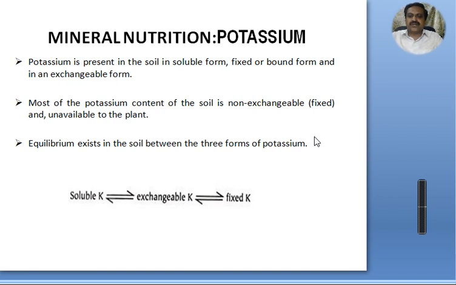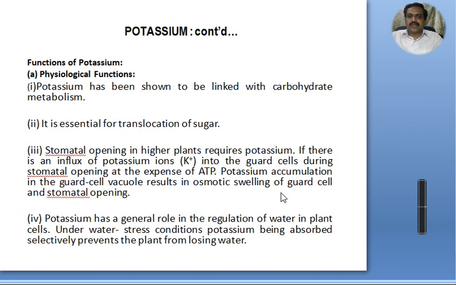Equilibrium exists in the soil between three forms of potassium as shown in this reaction, that is soluble potassium, exchangeable potassium, and fixed potassium. All are reversible. See, potassium does the following functions in the plant body, that is the role of potassium in plant life.